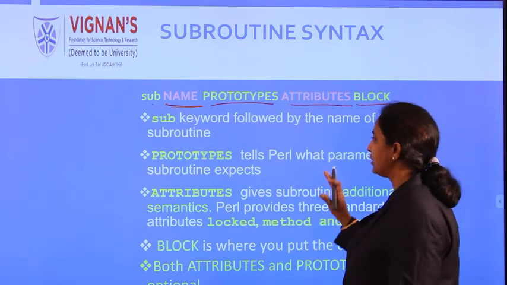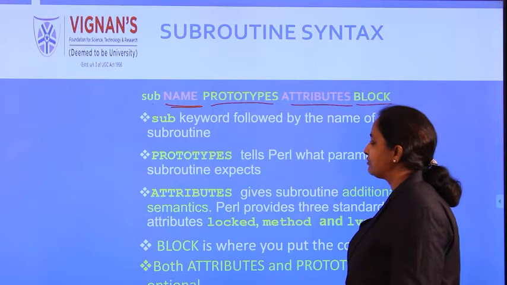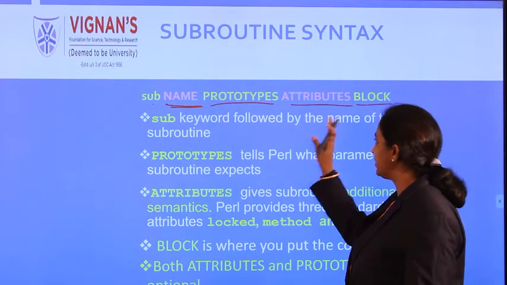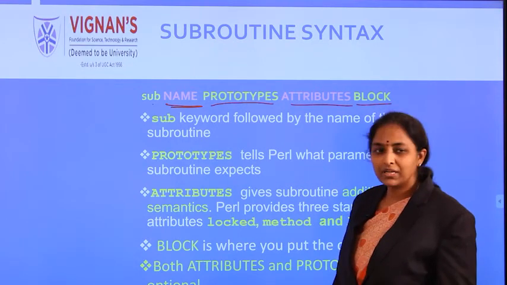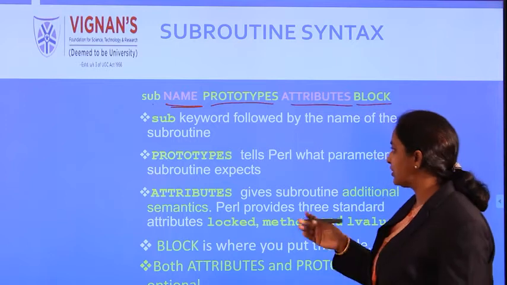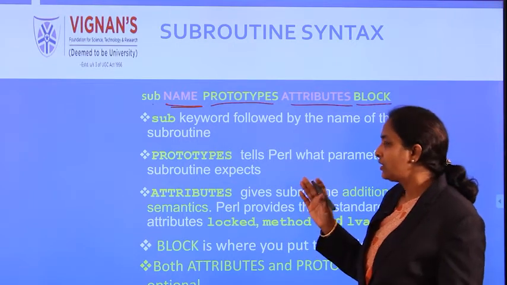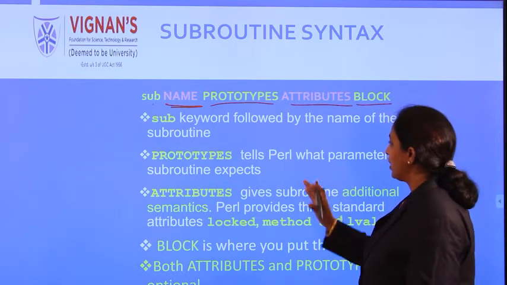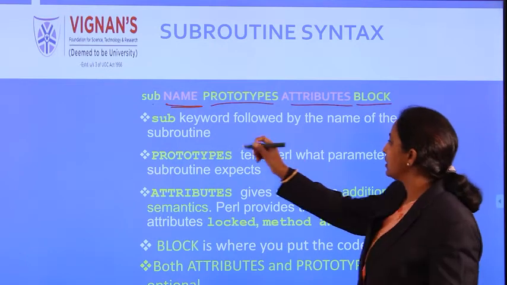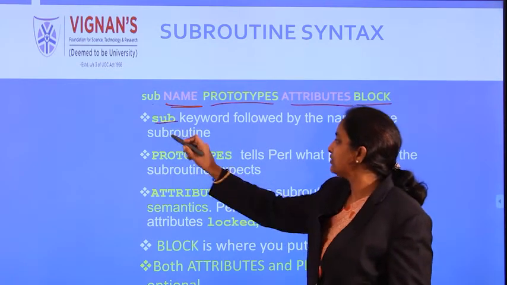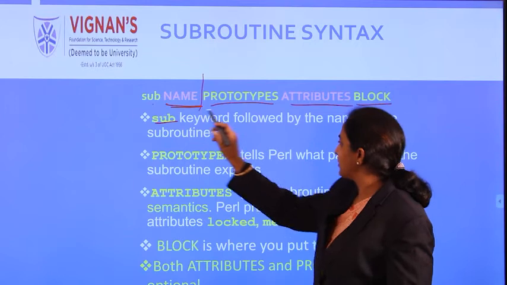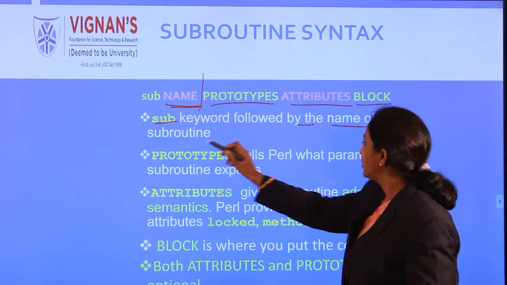Now coming to the individual parts, first we will try to understand each word. As we already know, sub is a keyword, and that is followed by the name of the subroutine. So this is up to this part: sub and the name of the subroutine.